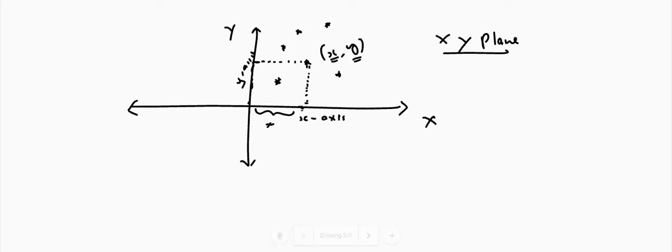Any point on the x-axis is of the form (x, 0), and any point on the y-axis is (0, y), and the coordinate of origin is (0, 0).